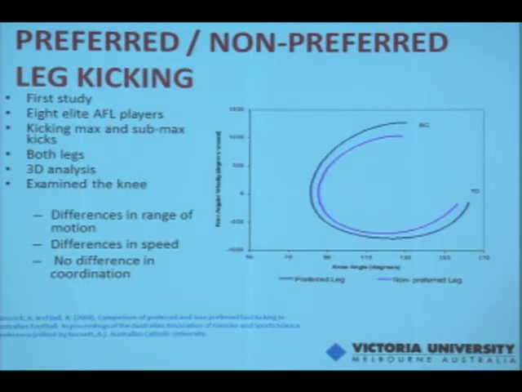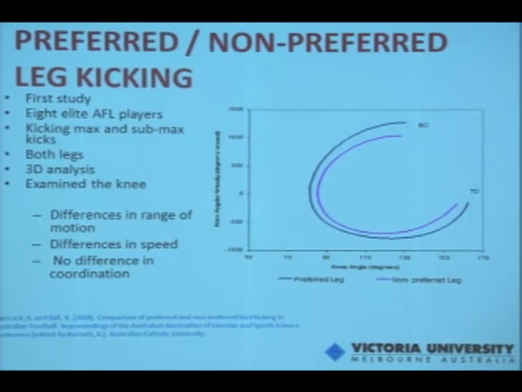On this axis, it's knee angular velocity from toe off all the way around to ball contact. And on this one, it's knee angle. It's called a phase plane diagram, and it's a way we look at coordination profiles of different parts of the body. And what you can see is they're both very similar in shape. So from a coordination point of view, they were very similarly coordinated. There was much the same movement pattern.